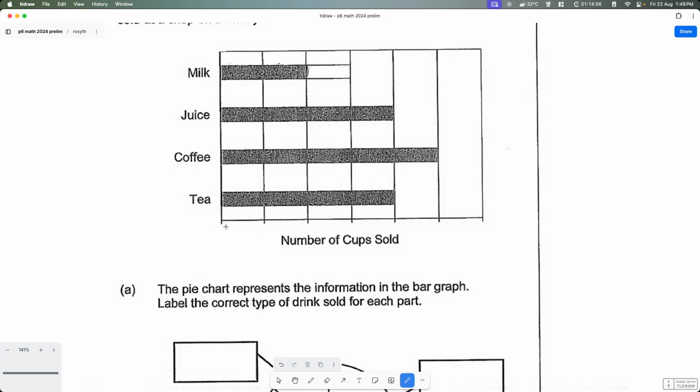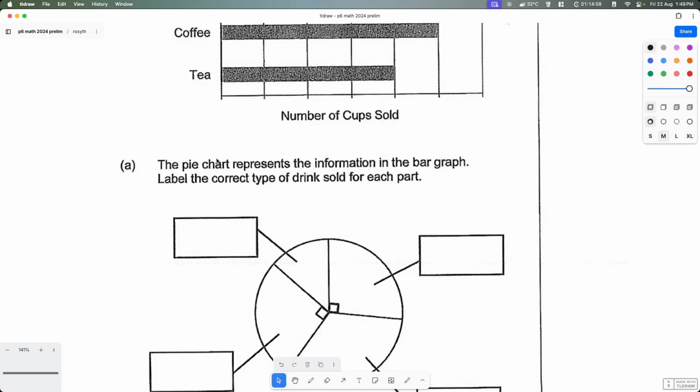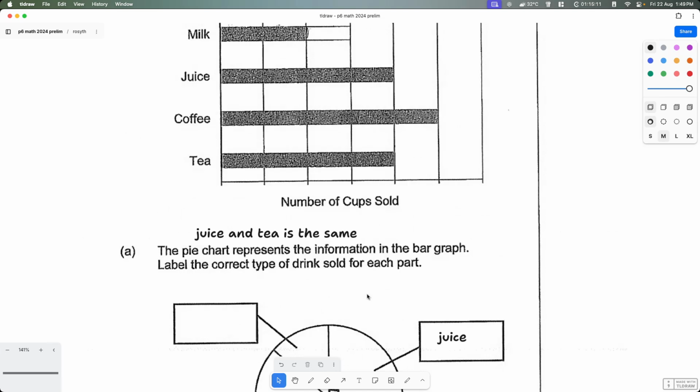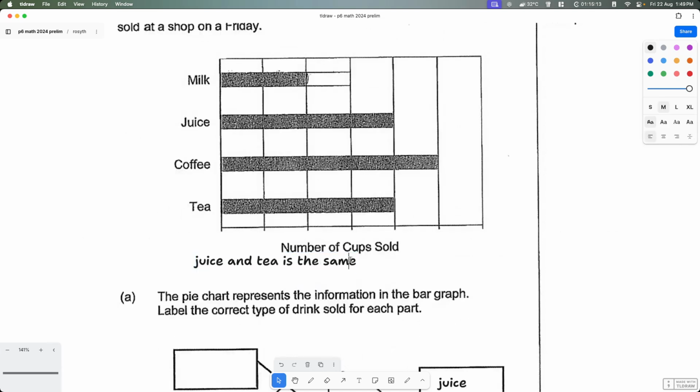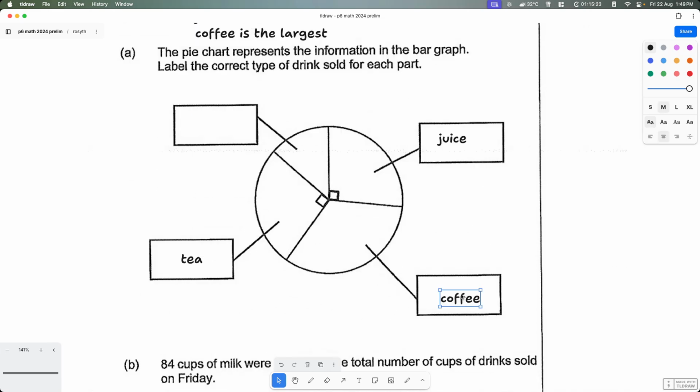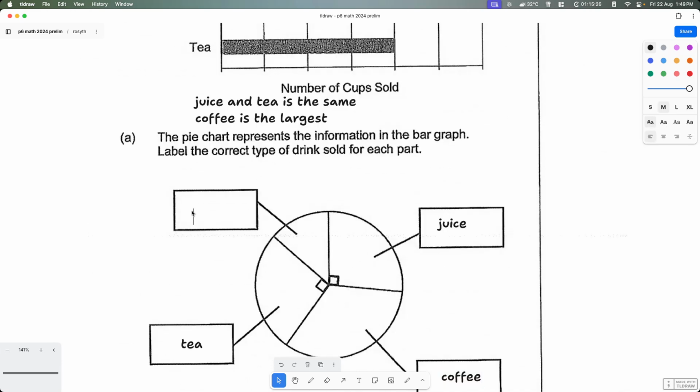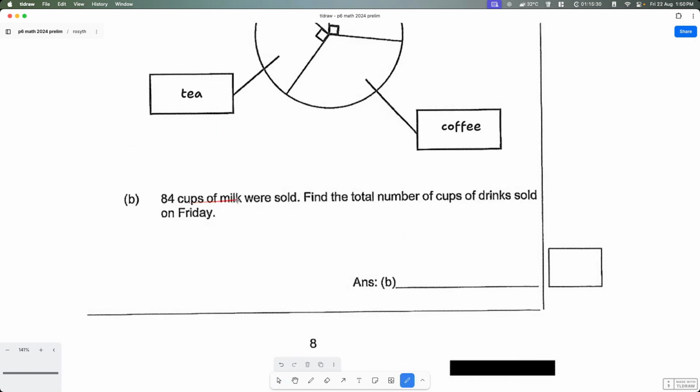So we know that juice and tea is the same, right? So we're gonna write here juice and tea. And then the biggest one is coffee. So coffee is the largest, so we will put coffee as this one. And then the smallest is milk. There you go. All right, so now part B, 84 cups of milk were sold.